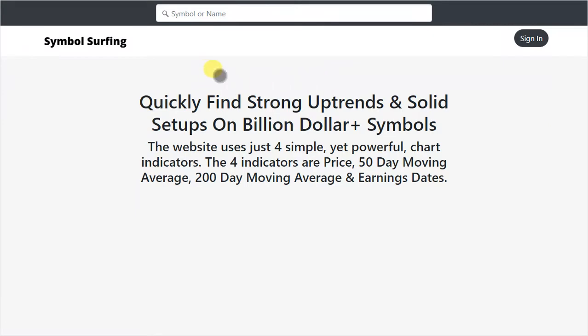People have been asking me, what is Symbol Surfing? Well, Symbol Surfing is a website, a research tool that I actually created and I use on a daily basis to quickly find strong uptrends and solid setups on billion-dollar symbols. And what makes Symbol Surfing unique is the website uses just 4 simple yet powerful chart indicators. And there are no secrets here. It's basically the price, the 50-day moving average, the 200-day moving average, and earnings dates. That combination of indicators is all we use. So they're very intuitive and easy to use.